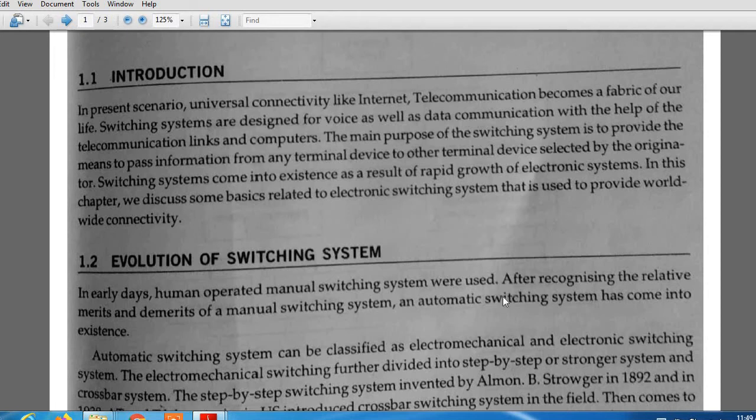Hello everyone. In this video, I am going to explain the topic Introduction to Switching System. As you know, switching system is a part of telecommunication system. So it is in our present days, in our present connectivity. So it is one of the important parts of our life.